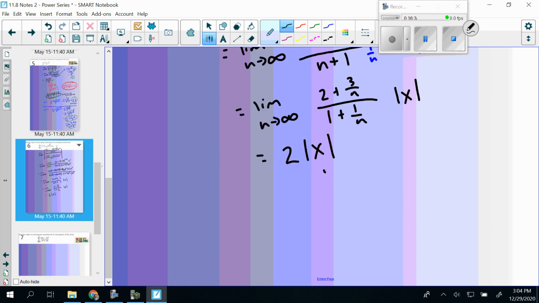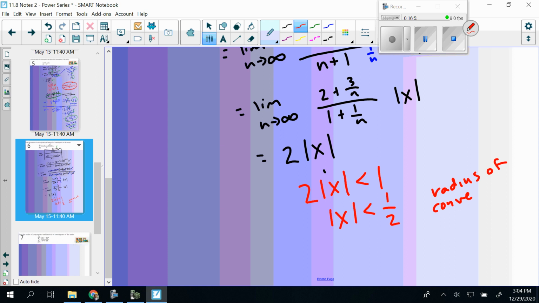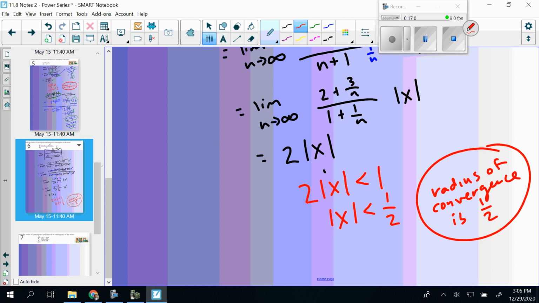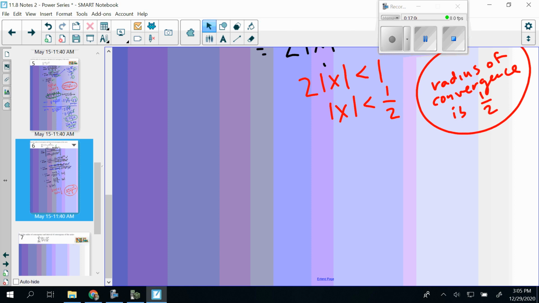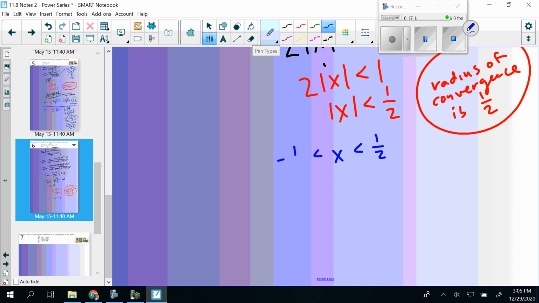So when is this going to be convergent? It's going to be convergent when that is less than 1, which, if we divide by 2, tells us that our radius of convergence is 1/2. Okay, so now for our interval, we know our interval of convergence is going to be between 1/2 and -1/2. We want to now check those endpoints.